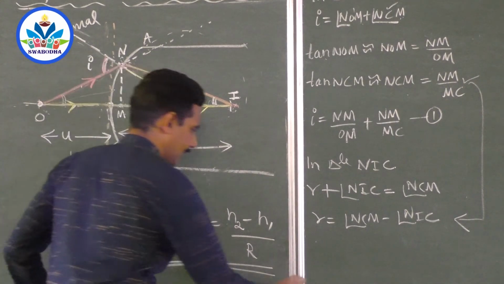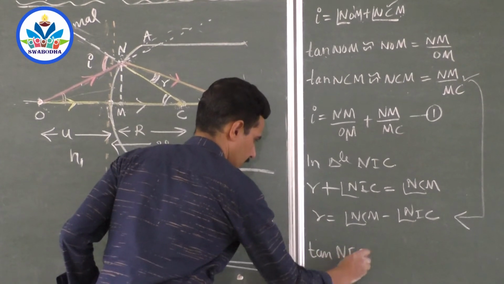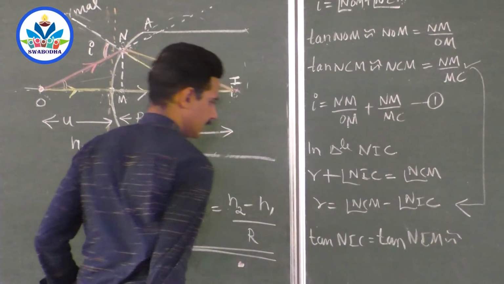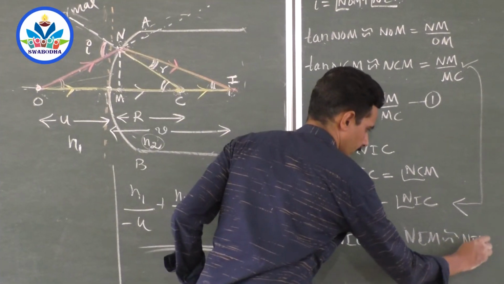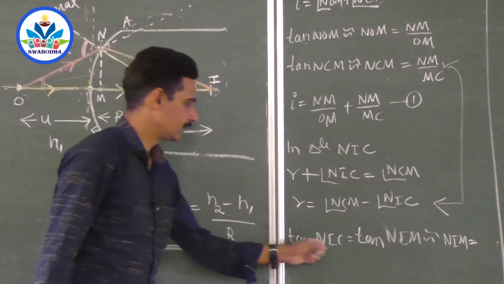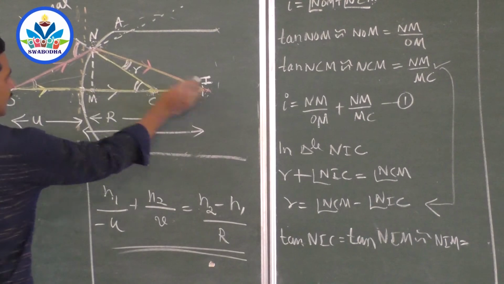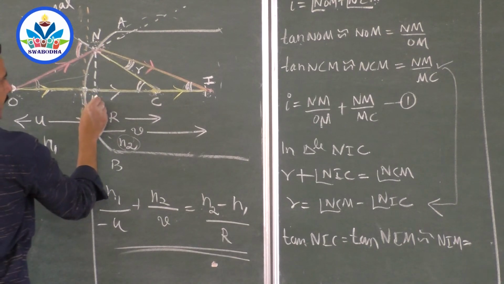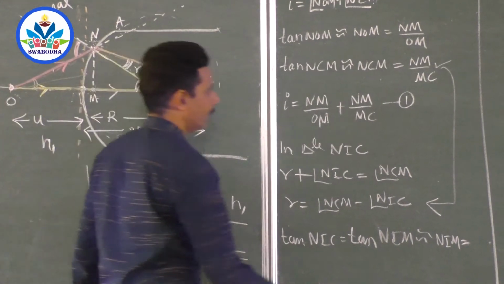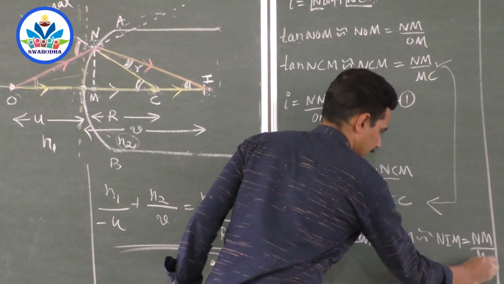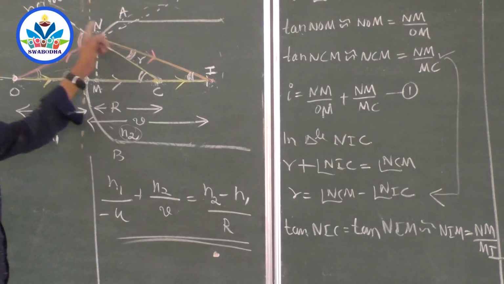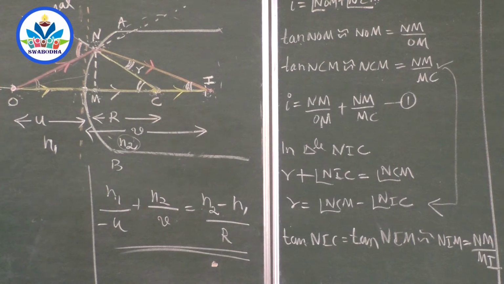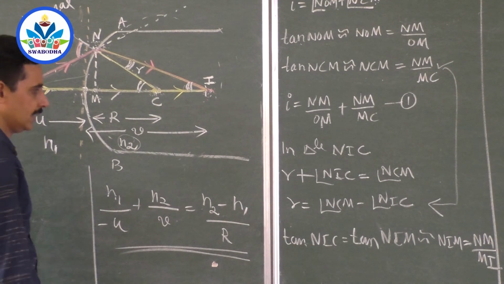So tan NIC is equal to tan NIM, which is almost equal to angle NIM, because tan theta is almost equal to theta. Tan NIC or NIM, this angle, in the right angle triangle, is the opposite side NM by the adjacent side MI. NM by MI. Is it okay? So let us substitute this in the equation for r.